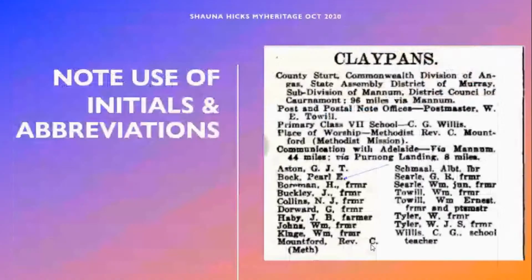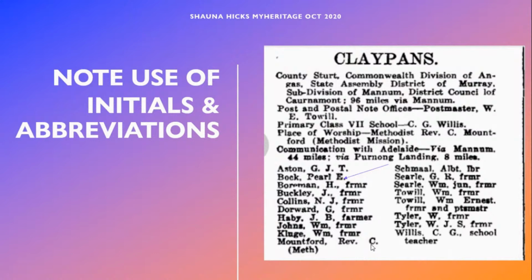Now, the example that I'm using here is just a tiny little place called Clay Pans, which is out near Manham on the Murray River. So it's a very small place, as you can see. There's no more than about 20 people there. And where I've got the arrow, there's one woman, Pearl Bock. The rest, what you can see here, is a mix of initials.